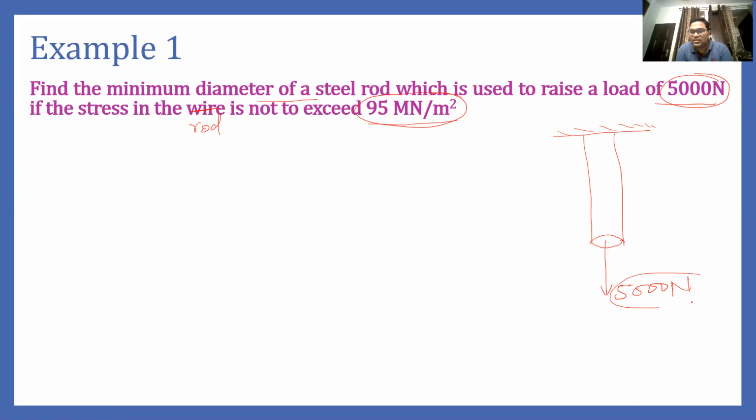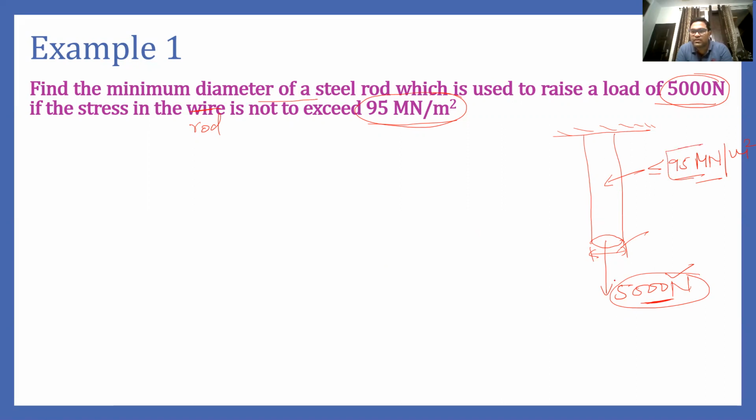Now to take this load, we have to find out what the diameter of this bar should be, so that it can take this load safely, and the stress within the bar should be less than or equal to 95 mega Newton per meter square. So that is the condition. The stress limit should not exceed 95 mega Newton per meter square, and the force value is also given. For this force, the stress value should not exceed this value.